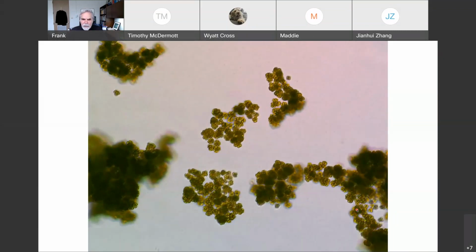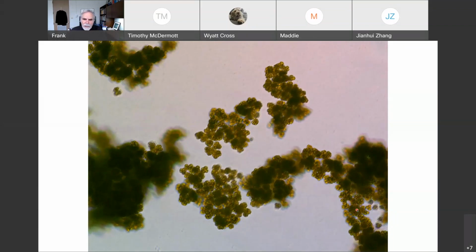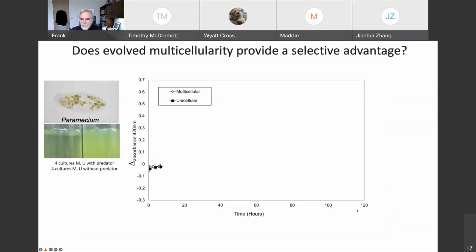And again, from isolate to isolate, these time-lapse videos yield a characteristic life cycle as depicted in that figure that summarizes the life cycles that we saw, these panels A through D. So we evolve in some, but not all, of these populations, heritable multicellularity. Does this provide any sort of selective advantage?